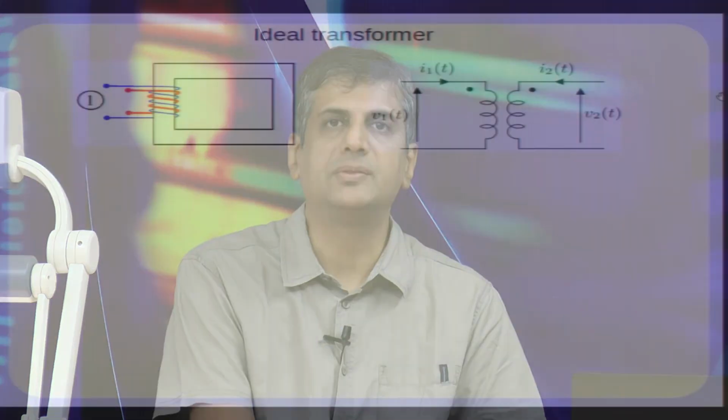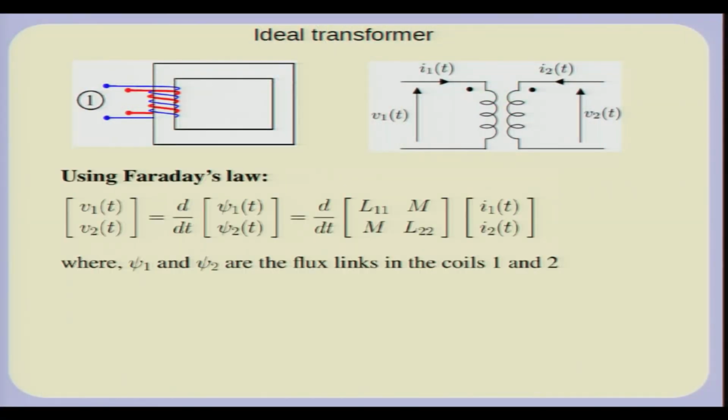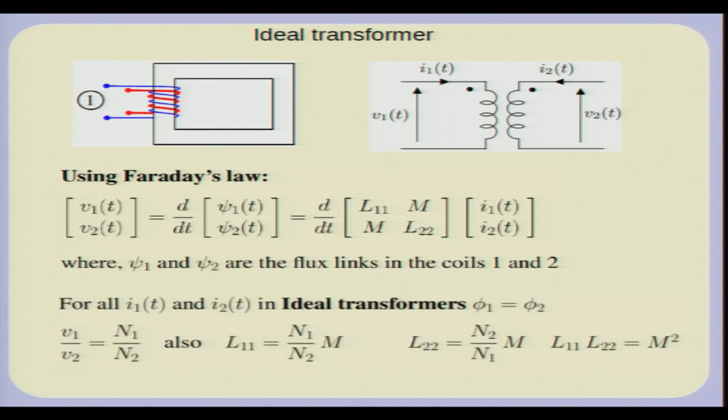For an ideal transformer, the equations which govern the behavior of the voltage and current are written down here. For an ideal transformer, remember that the flux phi 1 is equal to phi 2, as a result of which we will have V1 by V2 is equal to N1 by N2, and of course, the mutual inductances and the self inductances are related in a certain fashion.